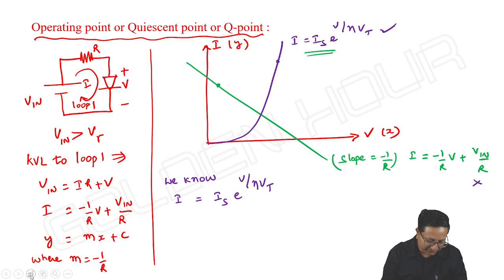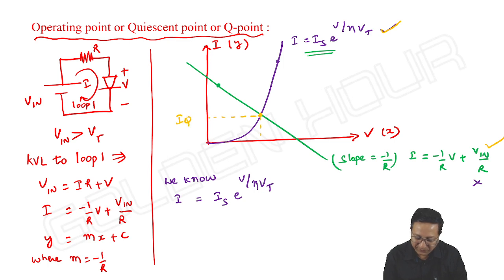Means both are correct with respect to a single point, and that point is just nothing but this one. This is the only point where both the equations are satisfied. If it is a straight line, we take the point of intersection of two lines. Here one is a curve and another is a straight line. The point of intersection of these two, curve and straight line, is just nothing but our operating point, which satisfies the characteristic equation as well as the circuit equation. So that point is known as operating point.